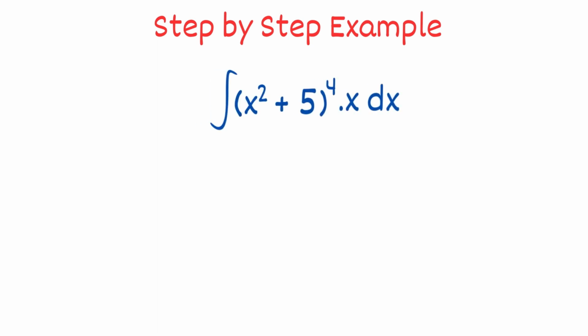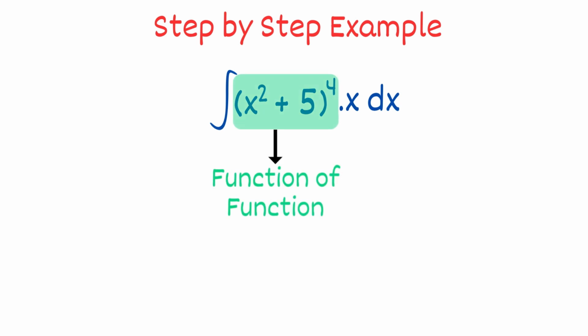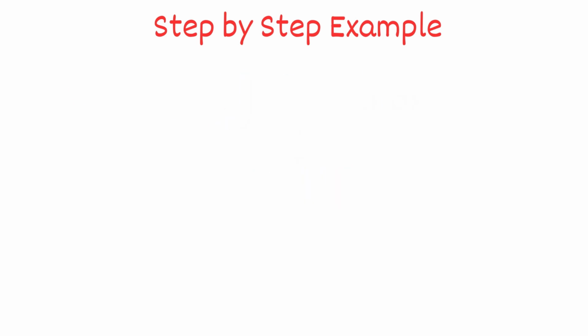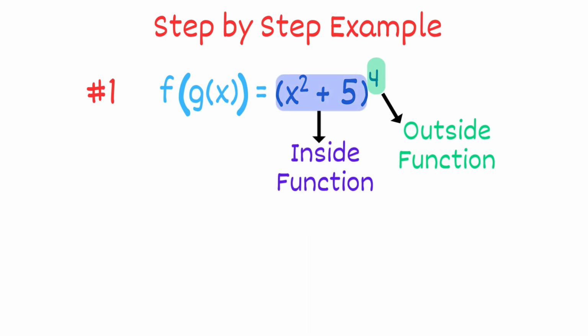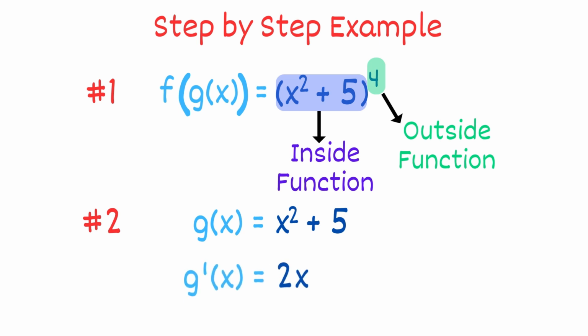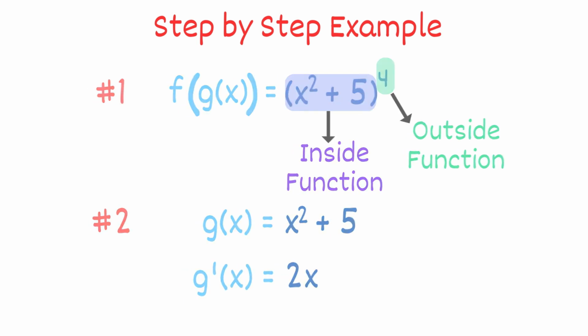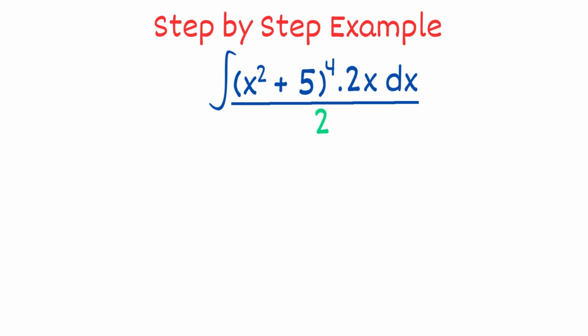Here, we are told to integrate x squared plus 5, whole to the power of 4, times x. So, according to the formula we need two things. First is the function of a function. As we can see, our function of a function is x squared plus 5, whole to the power of 4. Here the outside function is the power of 4 and the inside function is x squared plus 5. Second, we need the derivative of the inside function. Our inside function is x squared plus 5. So, its derivative will be 2x. But, we only have x. So, we can multiply and divide by 2 to get 2x.